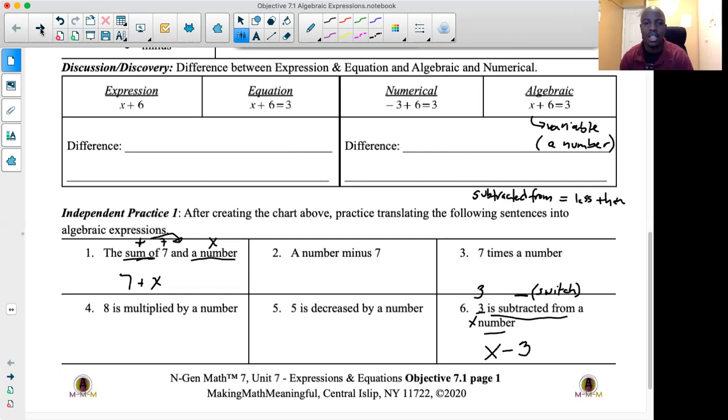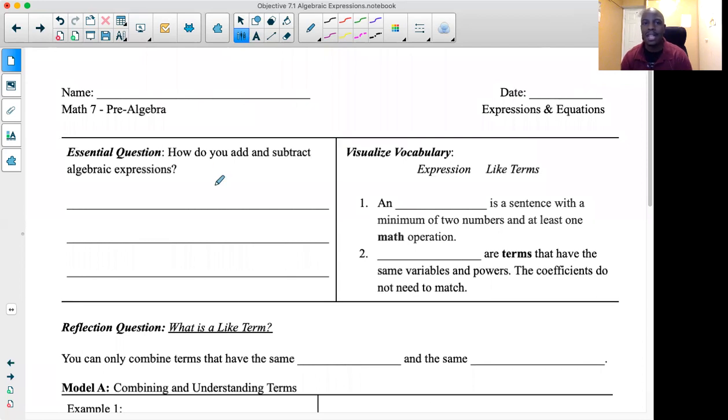All right, awesome. Let's go. Now, how do you add and subtract algebraic expressions? We talked about what an algebraic expression is. We know expression means it doesn't have an equal sign. We know an algebraic expression has a variable in it.